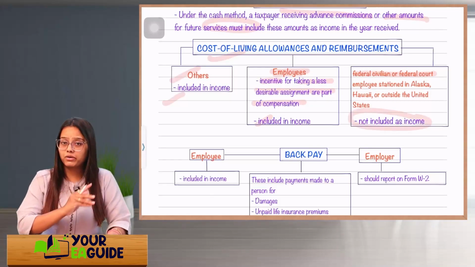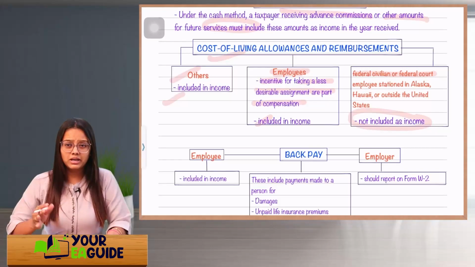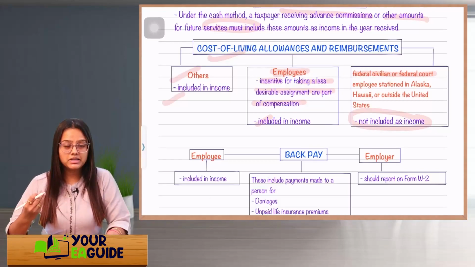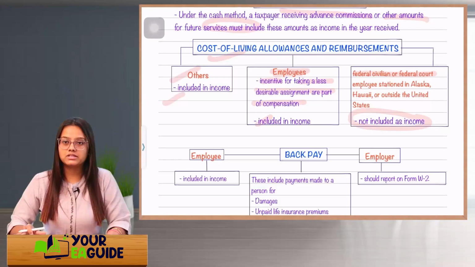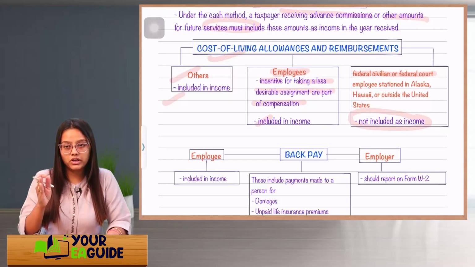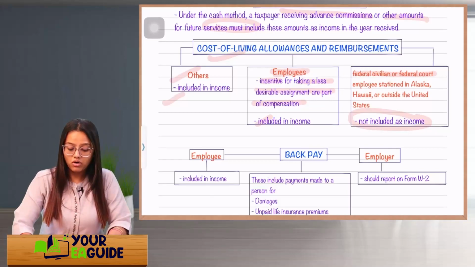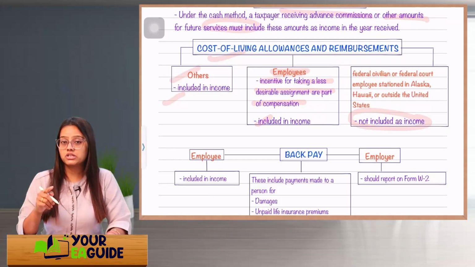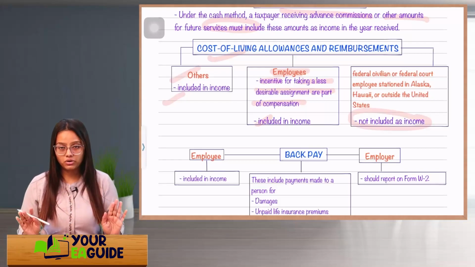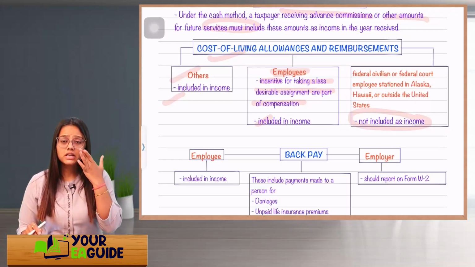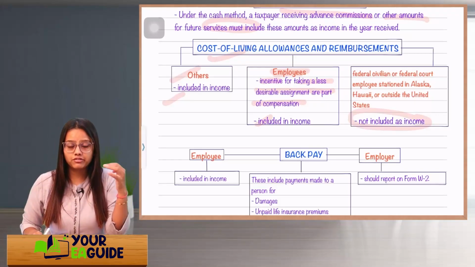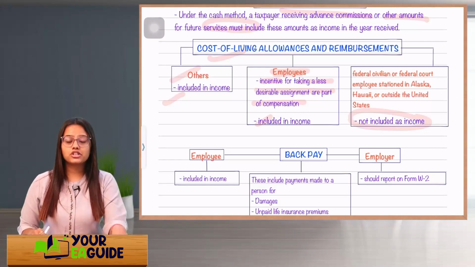See, the whole Part 1 is based on conditions and criteria. Limits are not useful. Limits are not going to be used anywhere in the exam. If you're logically sound and you know all the criteria, then you can easily clear the exam. So there is only one exception: normally cost of living is included, but if you are a federal civilian or federal court employee stationed in Alaska, Hawaii, or outside the United States, then it will not be included in the income.